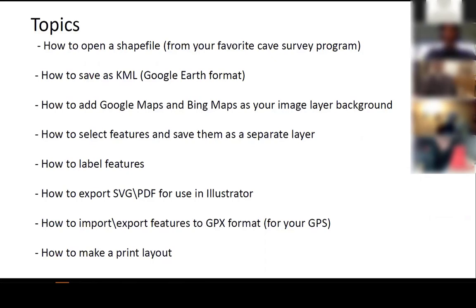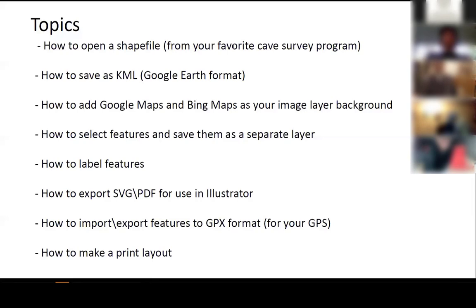We'll talk about how to select features and save those out to a separate layer. We'll look at some labeling. We'll look at exporting SVG PDF. These are both formats that are supported by Illustrator. If you are drafting in Illustrator, you can output data from QGIS to that format.